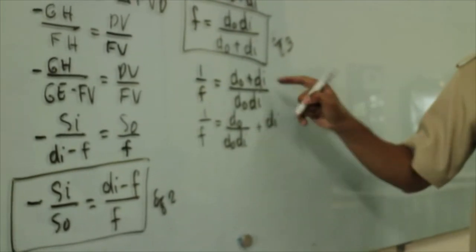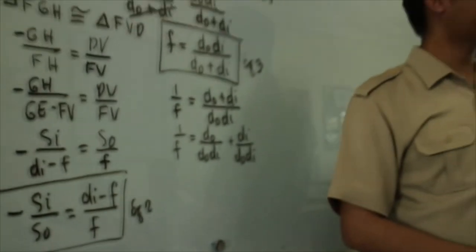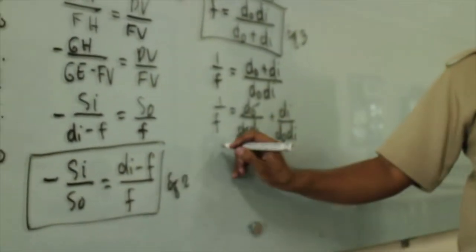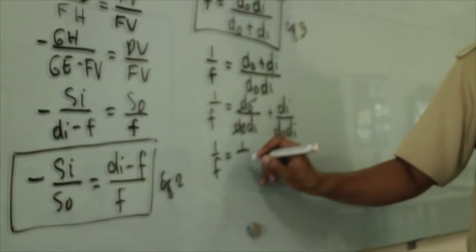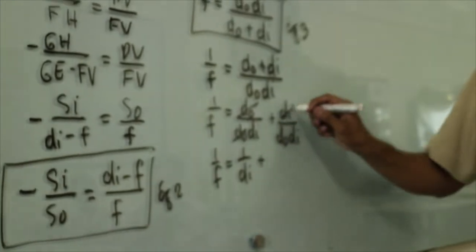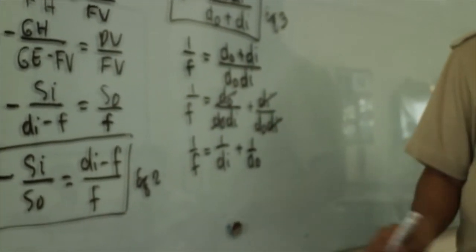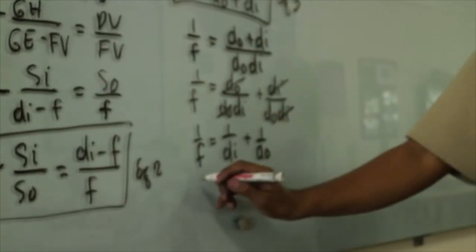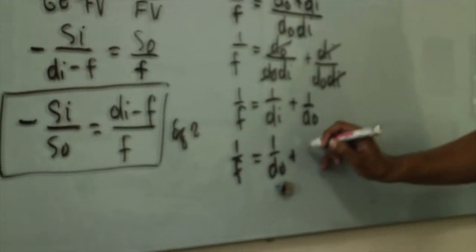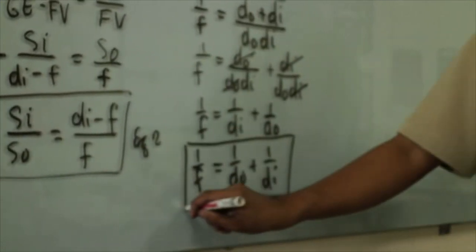plus DI over DODI. Now what will be cancelled? In this term we cancel DO, what will be left? 1 over DI. What will be cancelled here? DI will be cancelled, and what will be left? 1 over DO. And we can just flip this so that the equation will be 1 over F equals 1 over DO plus 1 over DI. And this is our first equation for mirror.